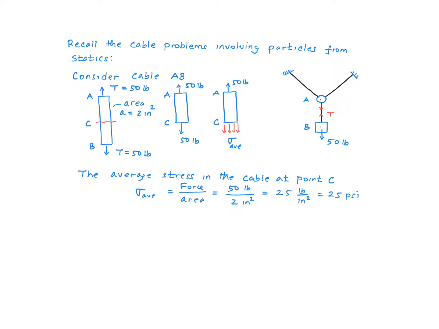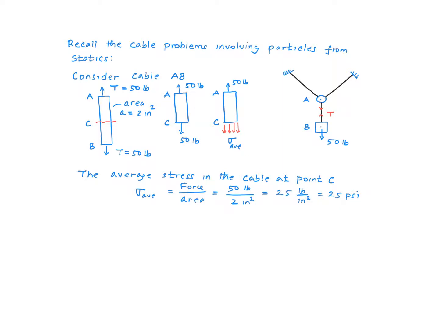What kind of internal force am I going to see at point C? I'm going to see a tension of 50 pounds, right? Supposing, say, this cable has a uniform cross-sectional area of 2 square inches. Now remember, in the definition of the stress, the average stress at point C would be force per unit area, right? So that will be 50 pounds divided by 2 inch squared. That will be 25 pounds per inch squared, right? And this is what we call 25 psi or pounds per square inch.